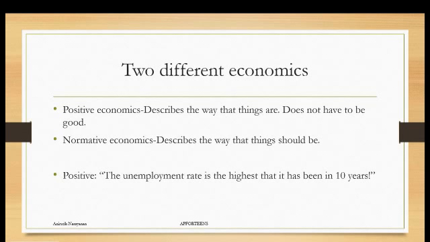Unemployment is high. A normative economic statement would be something like the interest rate should drop. With normative statements, you'll typically see should, could, would, those types of words. It's supposed to happen. It ought to be this way. Like the interest rate ought to drop. Will it? That's questionable. But it's an opinion.